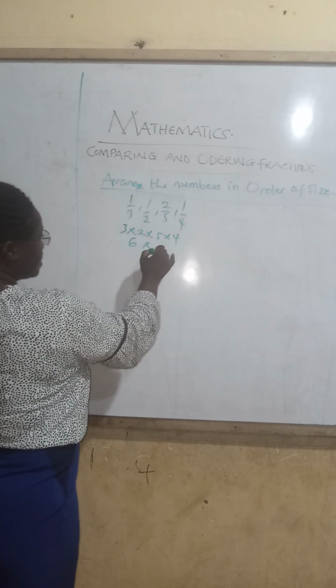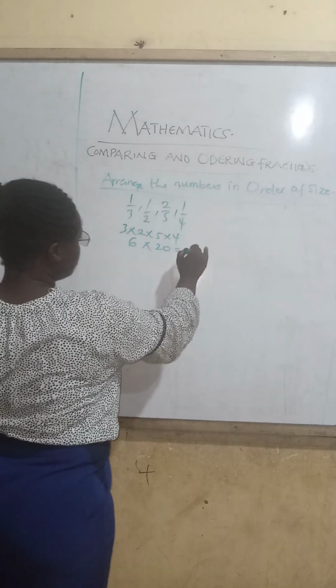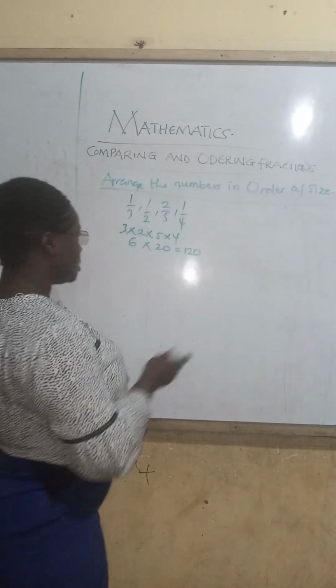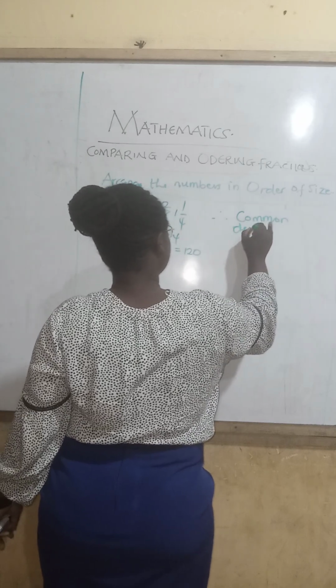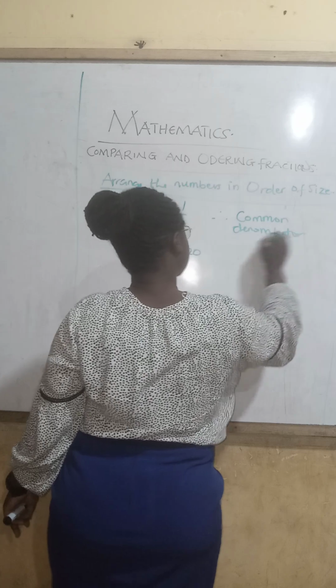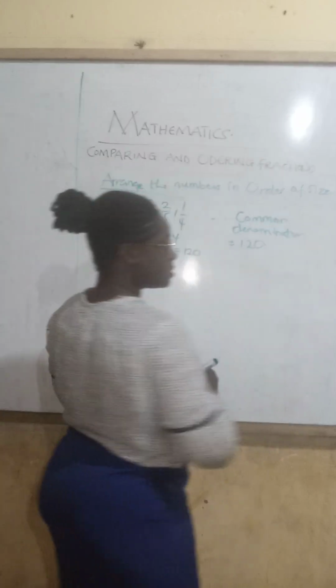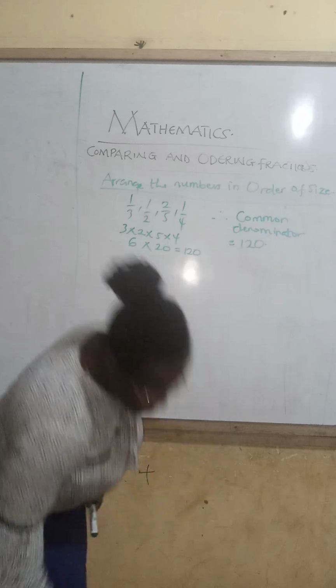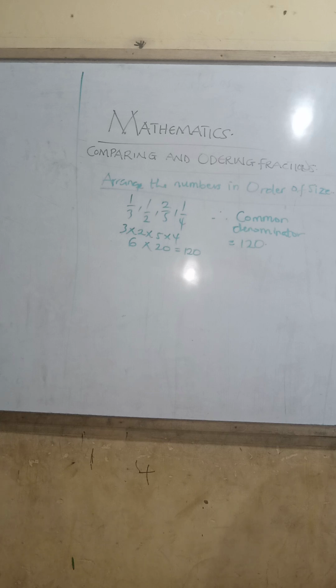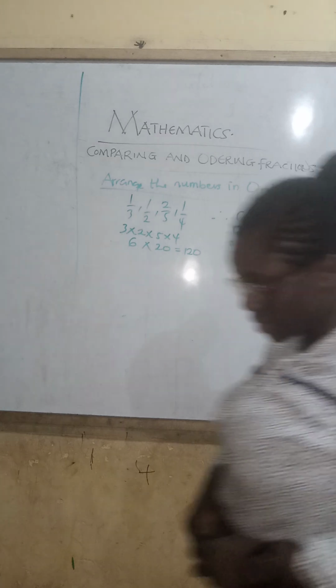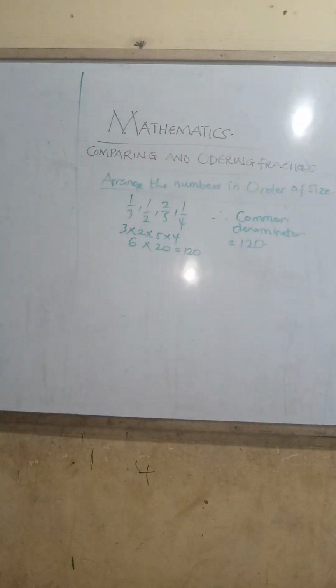3 times 2 gives us 6, and so on. So the common denominator is 120. The next thing we have to do is use 120 as the common denominator. So we are now going to solve the question. Let's do it together.